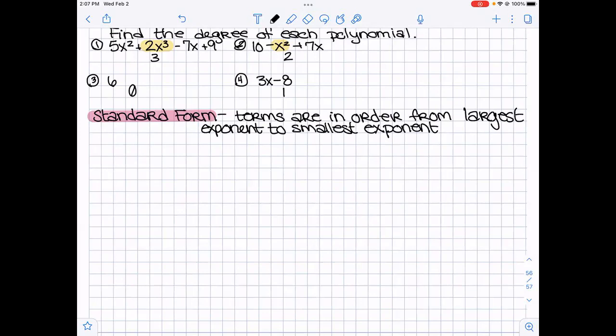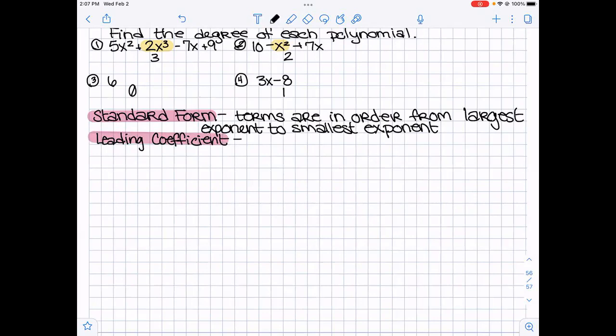Okay, standard form. Terms are in order from highest degree to lowest degree, or largest exponent to smallest exponent. Okay, with that, you can also find a leading coefficient. This is our last new word, or new term. Leading coefficient.